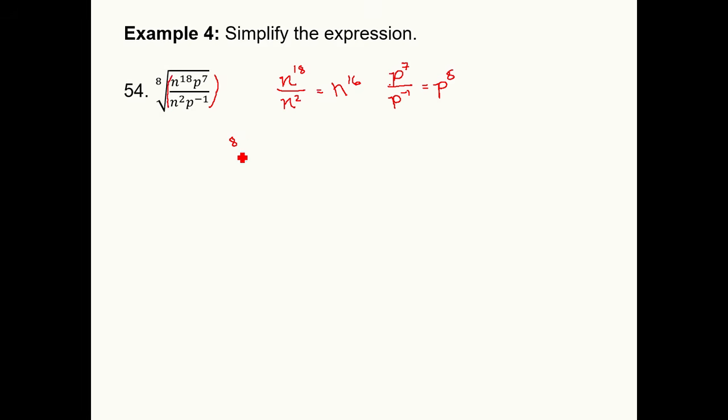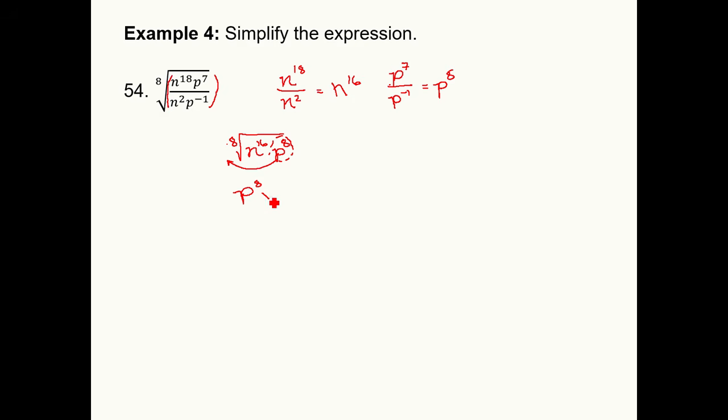So really, what's happening underneath that 8th root is n to the 16th, p to the 8th. Ooh, and this p term is really nice because it's an 8th power underneath an 8th root. I know I can free it, or the eighth root will cancel out that eighth power. It's just a regular 1p out front.